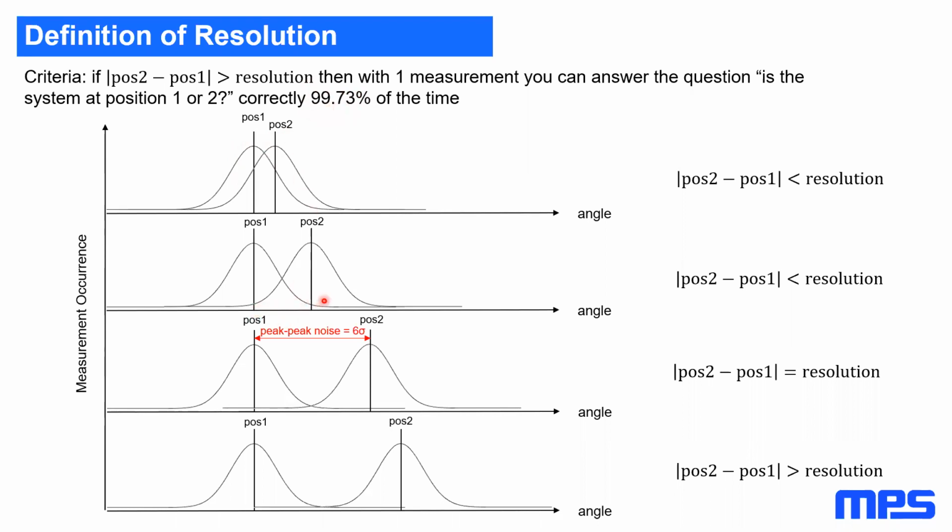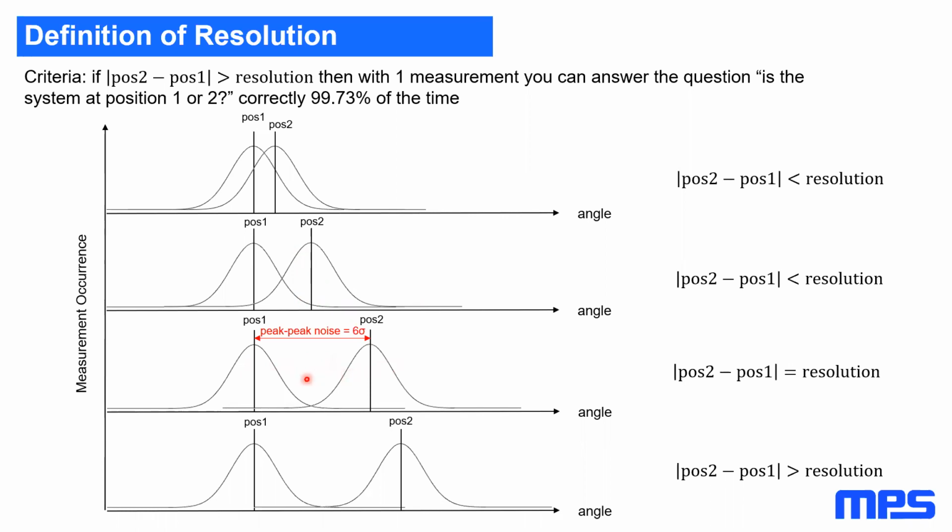So we're now going to start widening these positions out. And again, I've still got position 2 minus position 1 less than my resolution. You can see that a lot of the times if I take a measurement, it's going to fall somewhere in here. And yeah, it's probably position 2 right here, but certainly I can't guarantee it 99.73% of the time. If I'm way out here, I could say, oh yeah, that's definitely position 2, but I'm almost never going to get less than 0.27% of the time am I ever even going to get a data point out here.